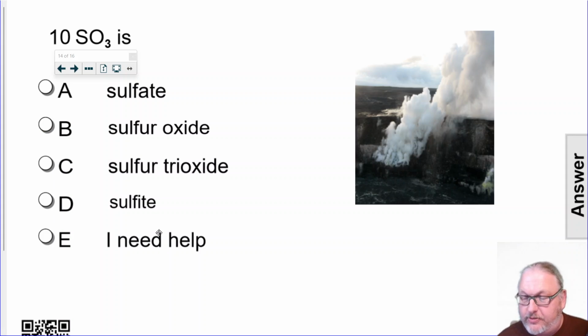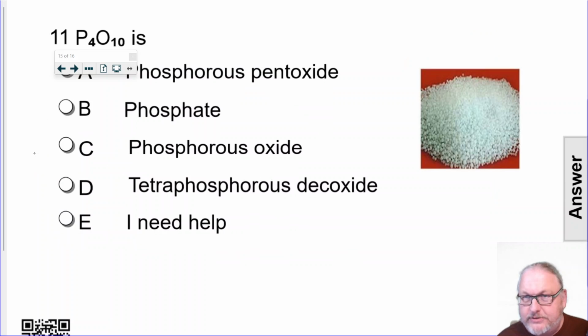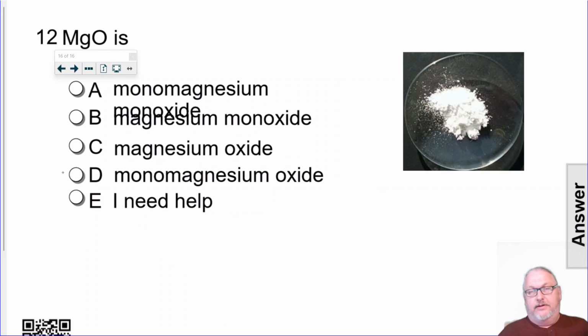SO3. There's one sulfur, so it's not monosulfur. There's 3 oxygens. Trust me, these are actually pretty easy to name. So P4, that's tetra, tetraphosphorus. Well, if you look under 10, it's decoxide. That would be D. And that means there's 4 phosphorus atoms and 10 oxygen atoms.